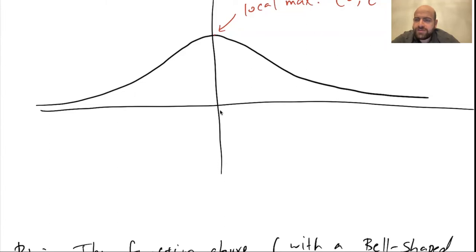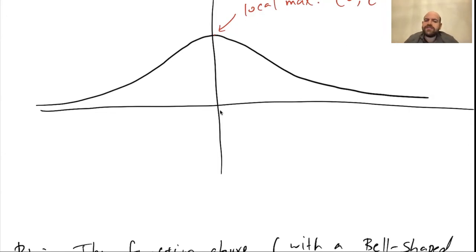So if the average is 70, 65 to 75 is more probable compared to 55 to 65, and 55 to 65 is more probable compared to 45 to 55, right? Similarly, 45 to 55 is more probable compared to 35 to 45, and so on. So as you get farther and farther from the average, it's going to be less and less probable that you have grades there.